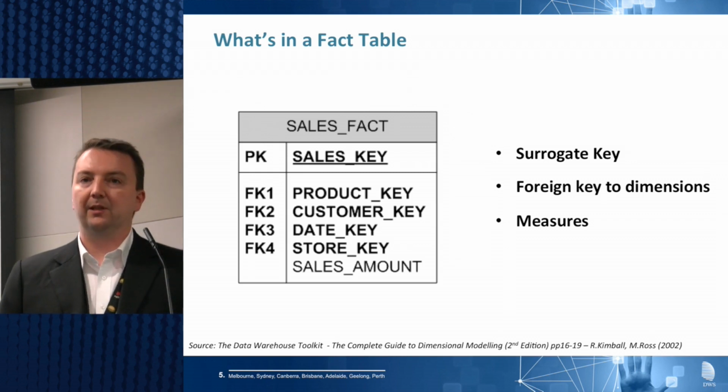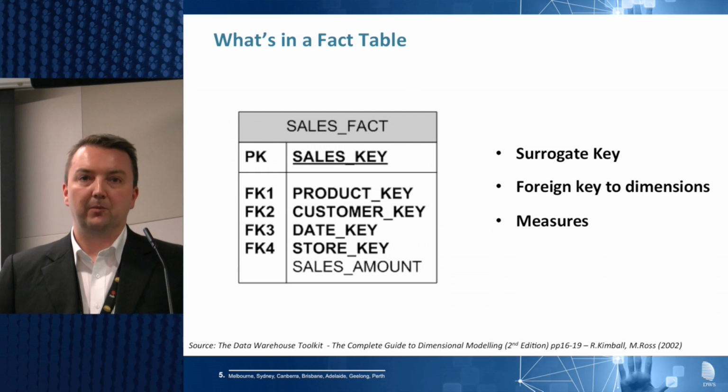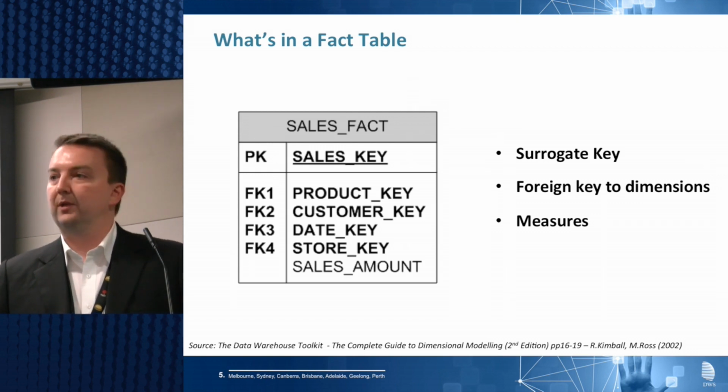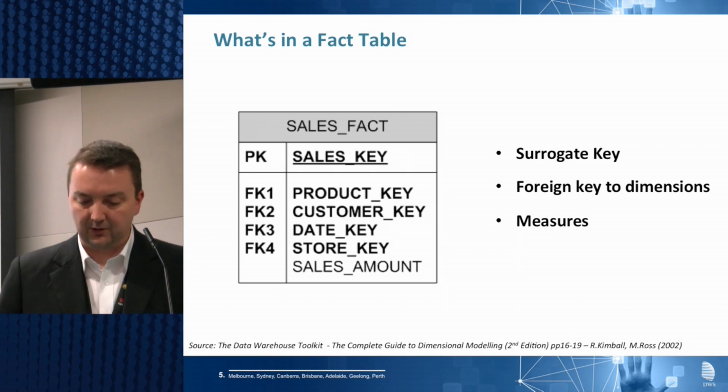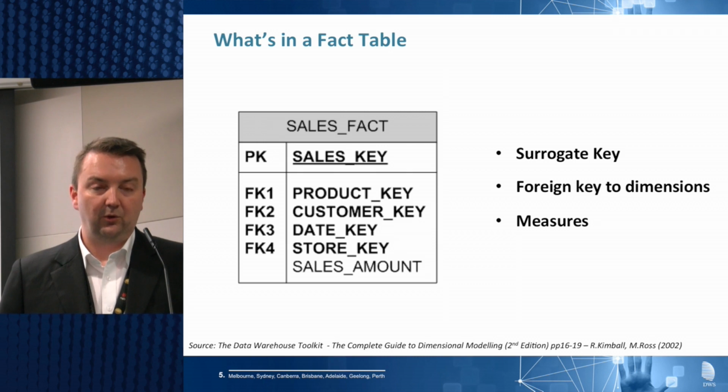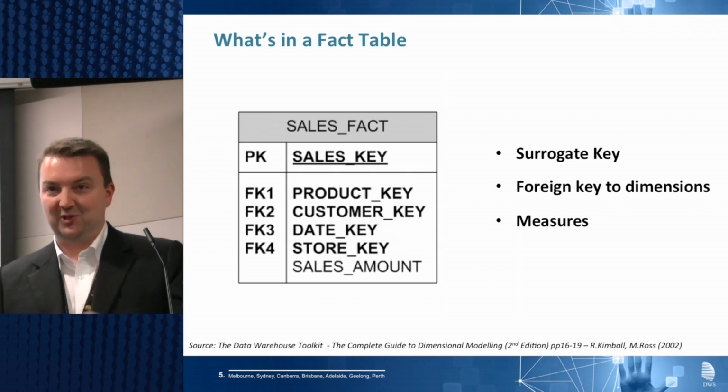Right? Measures are typically numeric, and they're typically additive. Things like sales amount or number of units sold are the sorts of things that we might see in measures. And that is all that we put in a fact table, except for the exceptions that I'll show you later on.